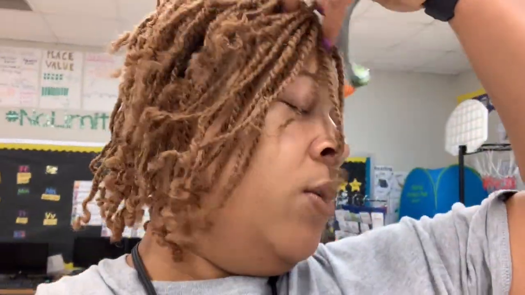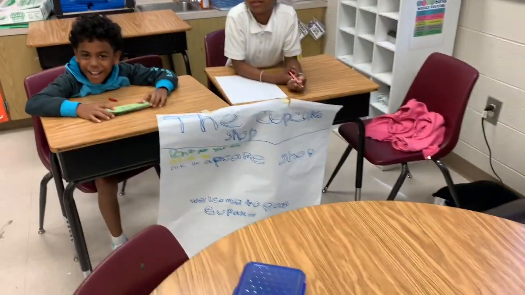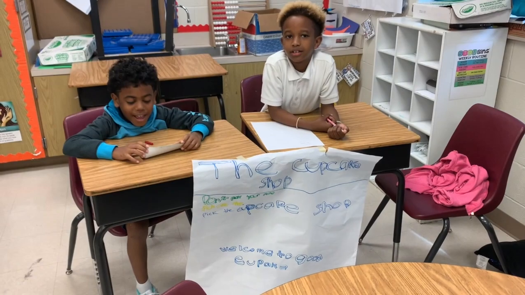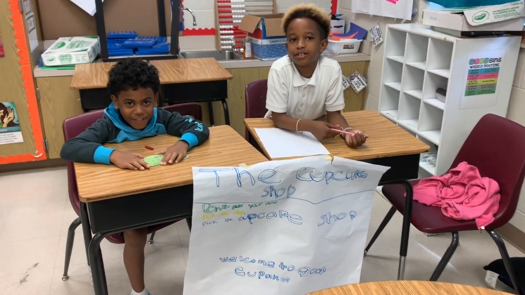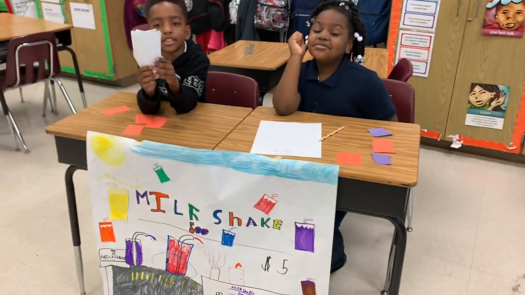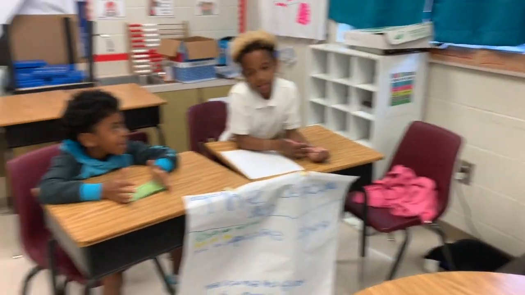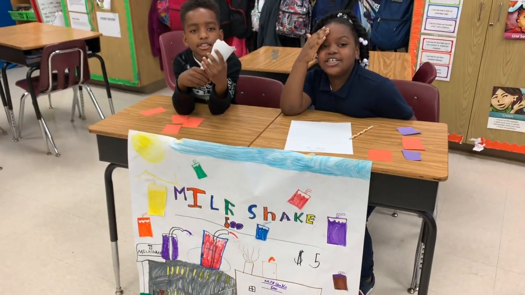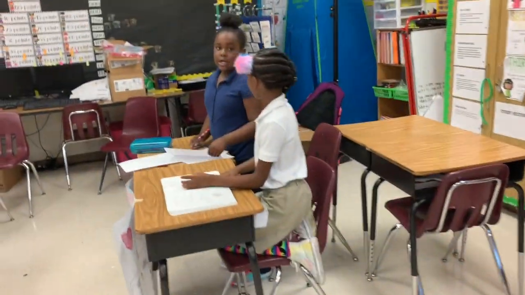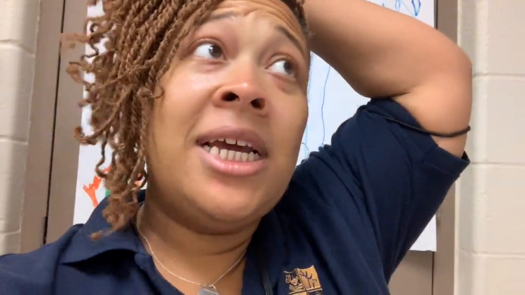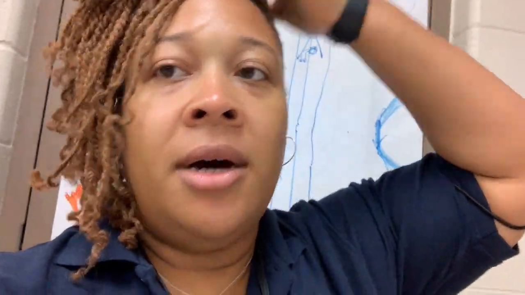We're going to see which business was the most popular by how much money they made. Cupcake shop, how much money did you guys make? $85. 110. 16 customers you were counting? Okay, how much money? 110. How much money? 90. How much money did you guys make? 106.